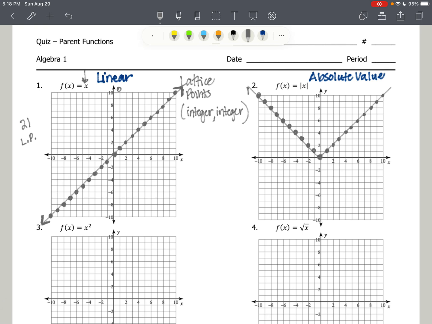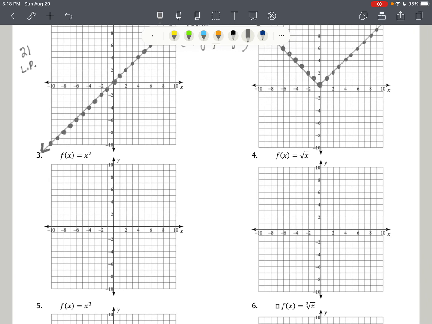You've got 2 straight parts, one in quadrant 2, one in quadrant 1. They meet at the origin at a sharp turn, making it appear as if you have a V. The third graph is a quadratic function.